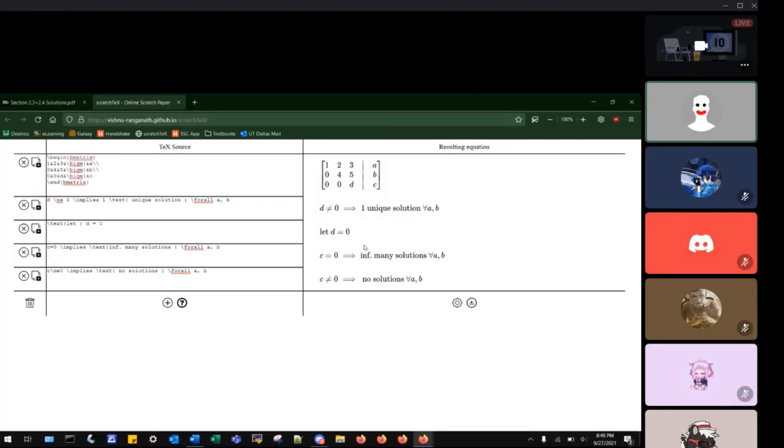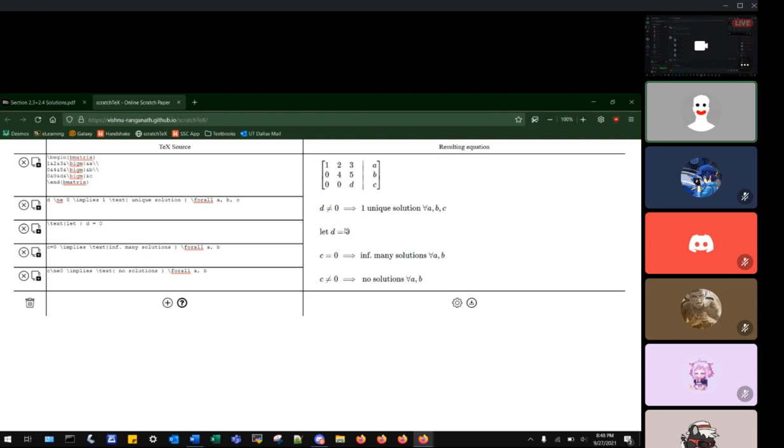Okay, so looking at the final equation, if we set d to anything but 0, we should get one unique solution no matter what a, b, and c are. So therefore, we're looking for cases in which d equals 0.